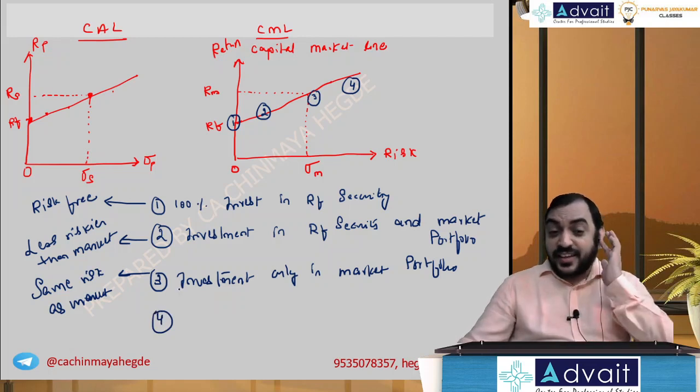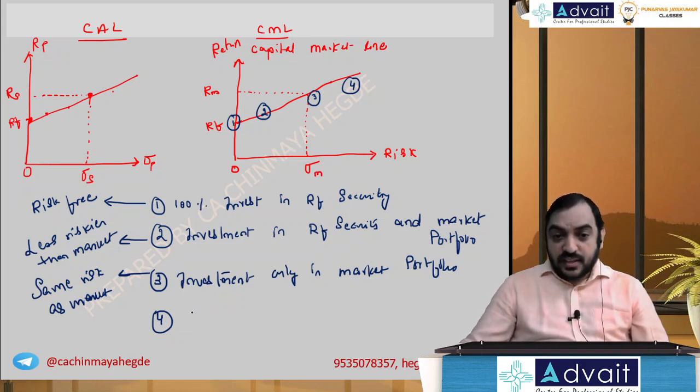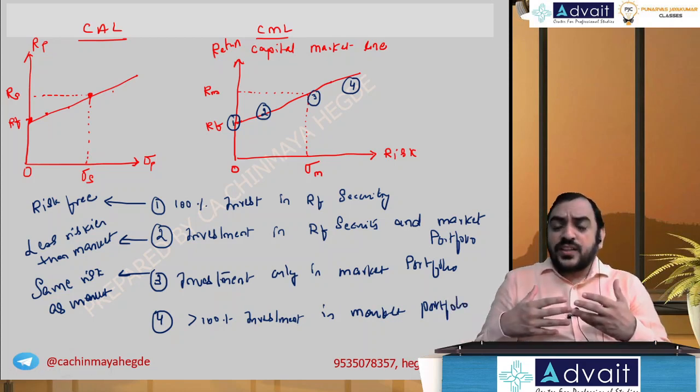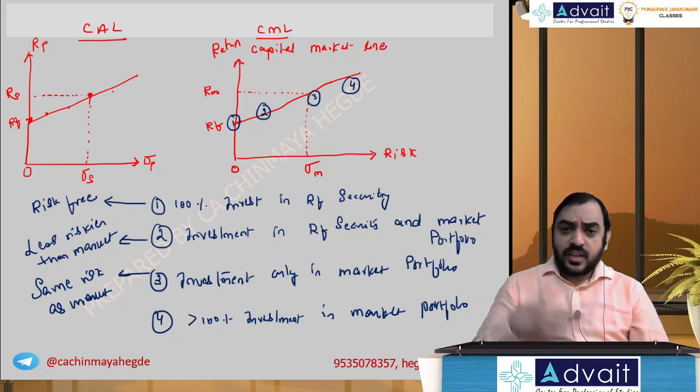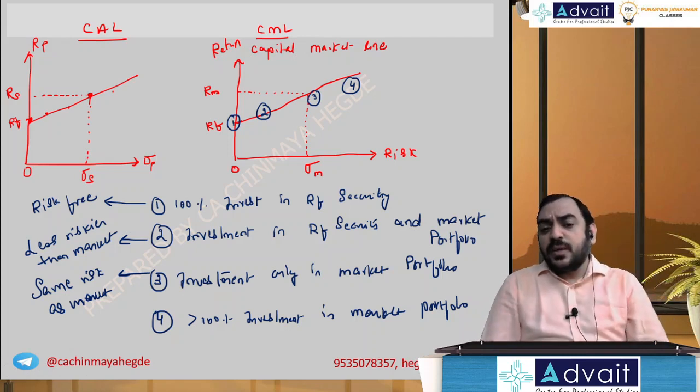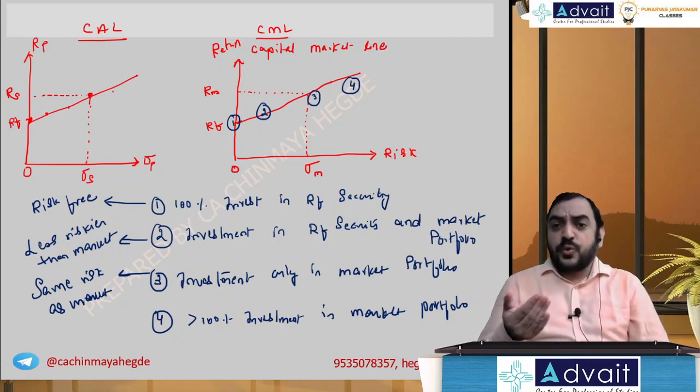And the fourth one is a very interesting one. More than 100% investment in market portfolio. One thing, can you imagine? How can I invest more than what I have? I start a business. I get 1 lakh. Can I invest more than 1 lakh in my business? Is it possible for me to invest more than what I have?